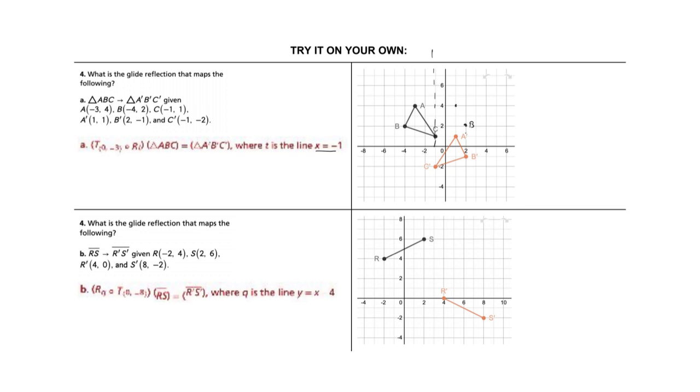And then the next one: the solution is reflecting over the line y equals x and translating 8 down.